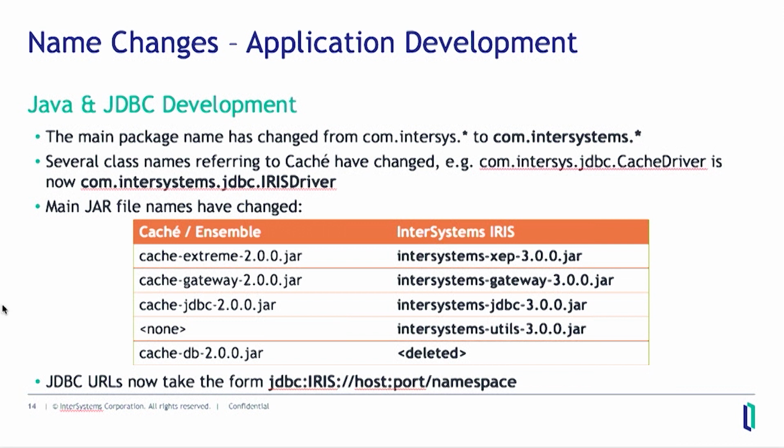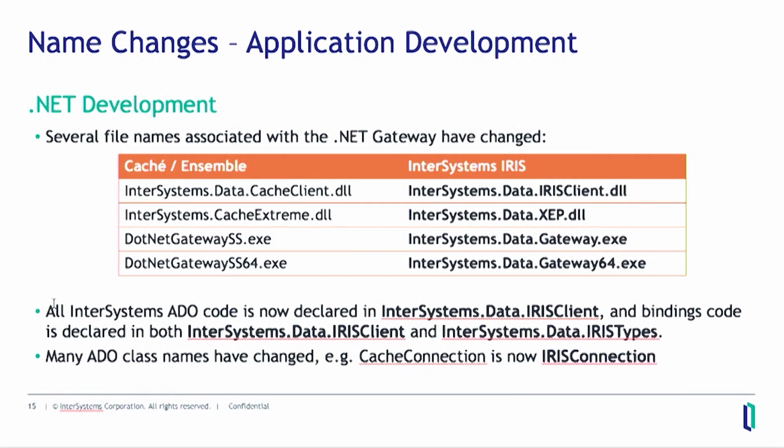In the Java and JDBC area, we have also done renames. There's also something new, the InterSystems utils jar file, and the Caché DB no longer exists and get namespace got changed. I think these are also very straightforward. Functionality in those is compatible.